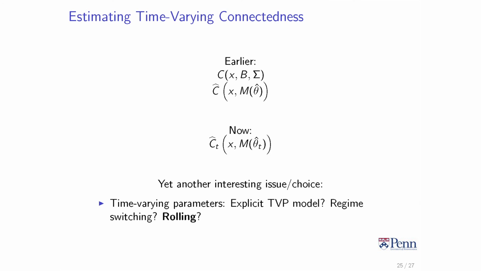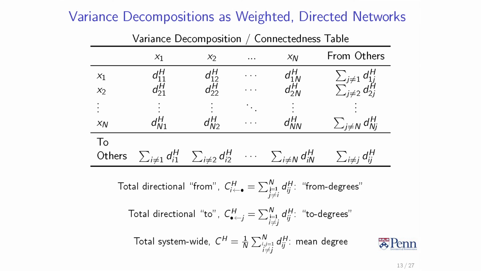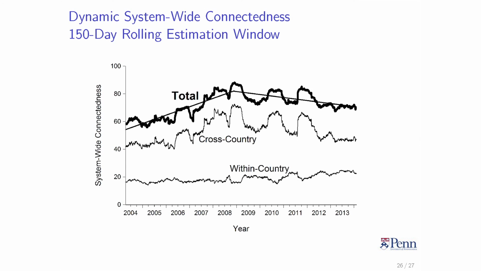If you recall our connectedness table, here it is. Remember, the mean degree is right down here, or the mean degree is proportional to this. So effectively, this is the mean degree. Over the whole sample, that's what we've been looking at so far. But what we're going to have now is a different table every day, and therefore a different mean degree every day. So I'm going to show you the time series of mean degrees. That's what the big wide line at the top is.